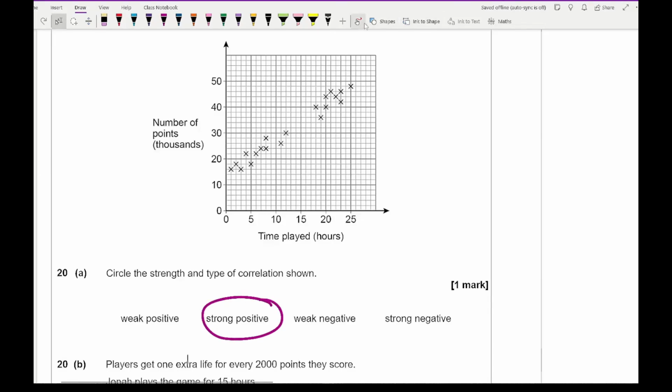All I could do, and again, it's not asking me to, but I'm sure it potentially may, is then draw my line of best fit. And as you can see, all of those points are relatively quite close to my line of best fit. It's going upwards, so therefore it's going to be strong positive.